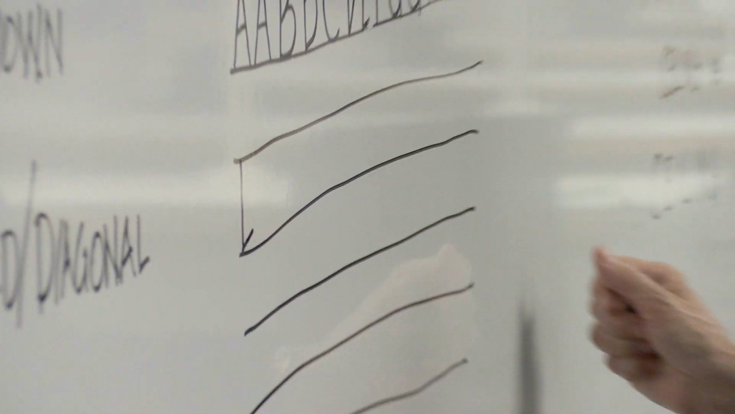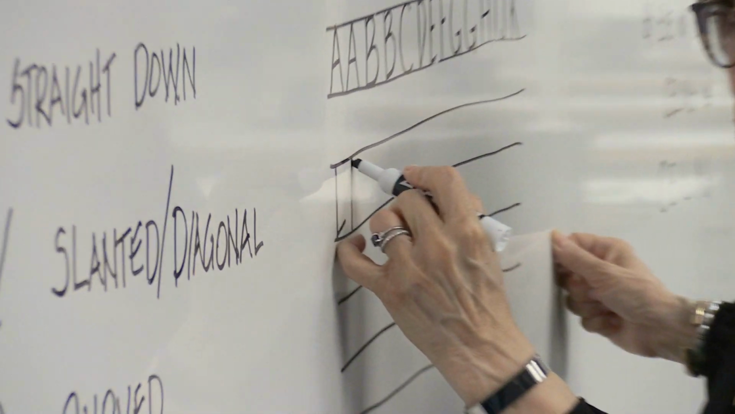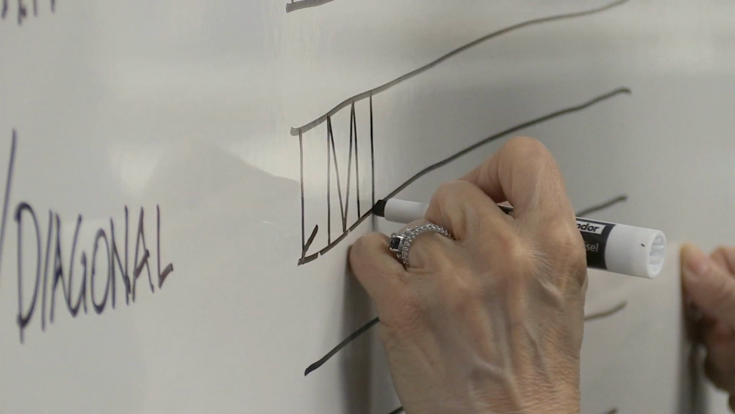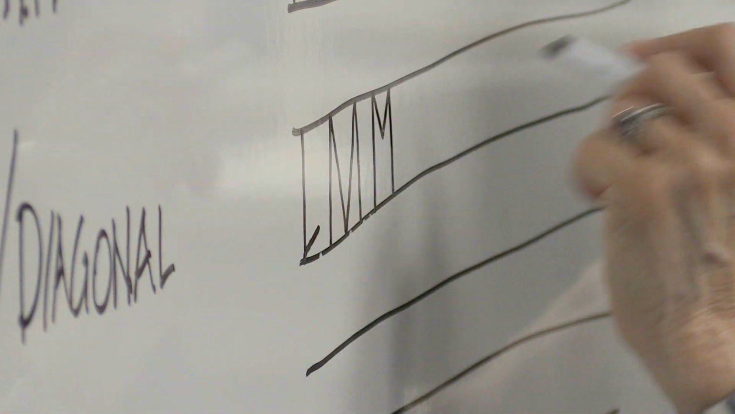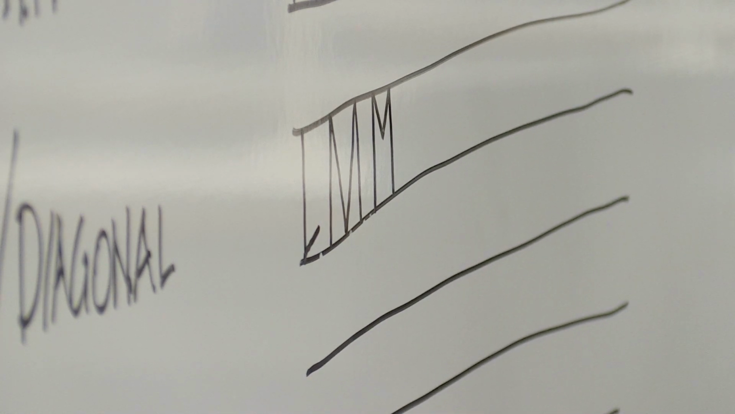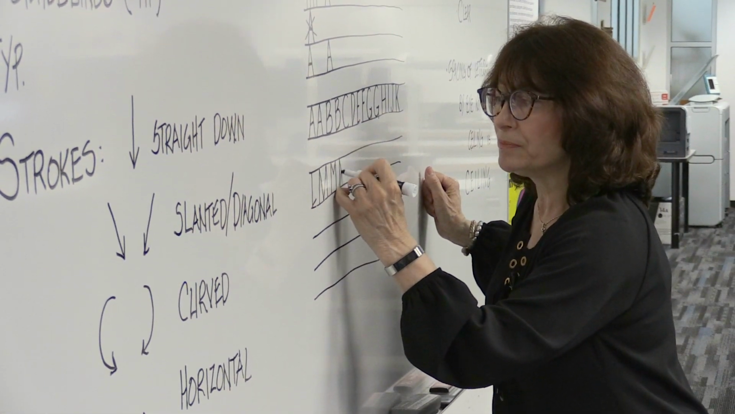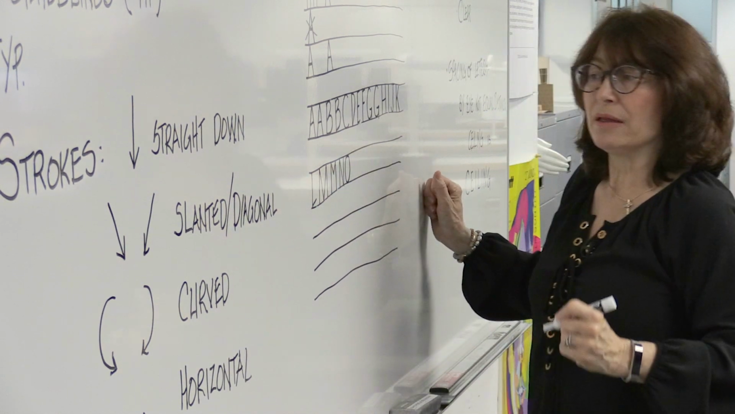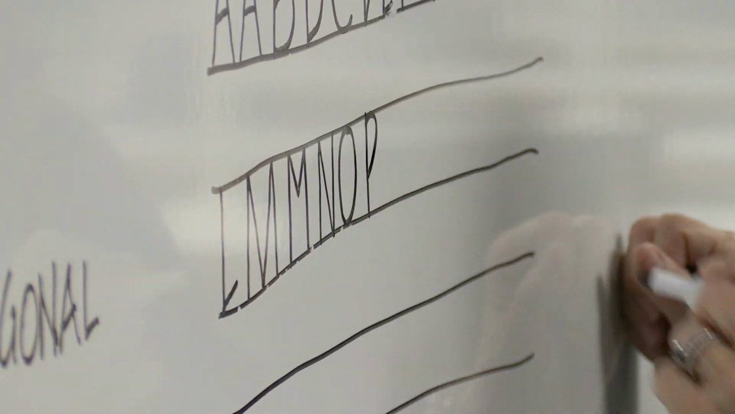K, 1, 2, 3. Our L, 1, 2. M's get tricky. You have to decide, am I going to do all longer lines, 1, 2, 3, and 4? Or if you decide, no, I'm going to keep the 2 in the middle short, 1, 2, 3, that's absolutely fine. The only thing is you must be consistent. Whatever you decide is going to be your letter M, all your letter M's will look like that.